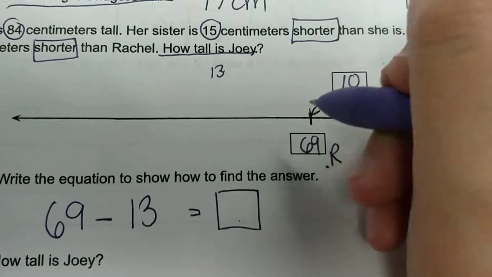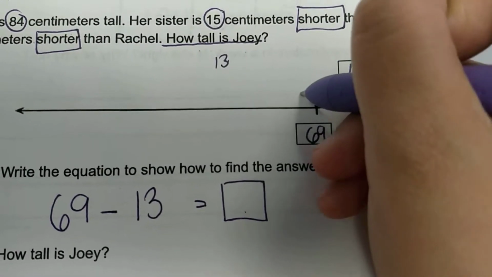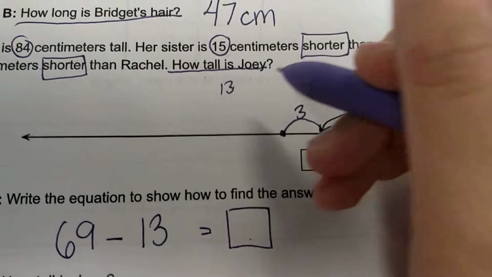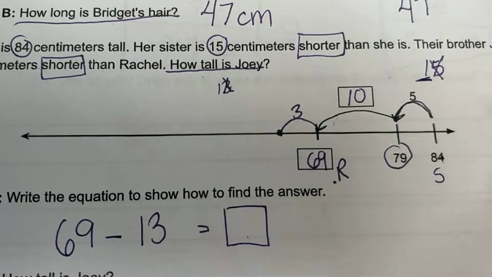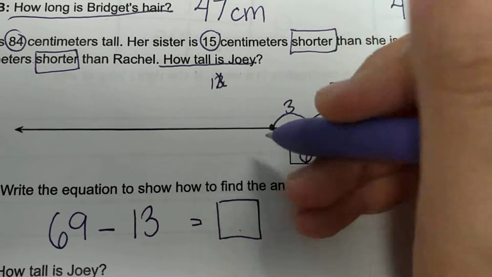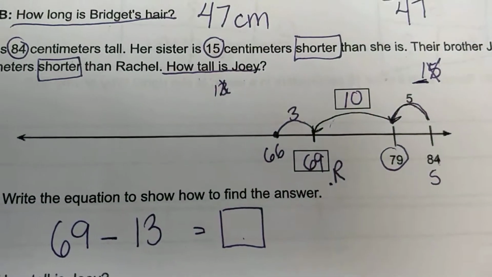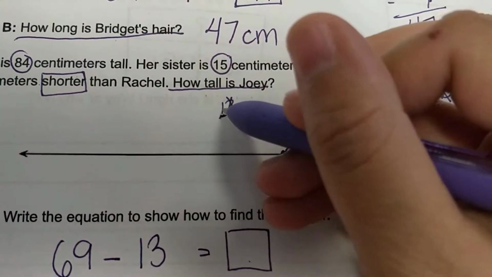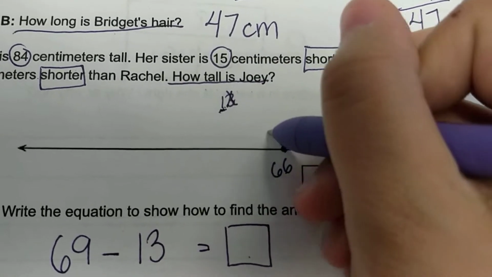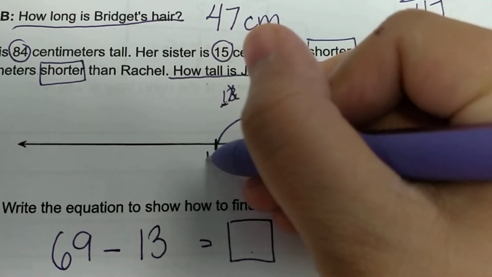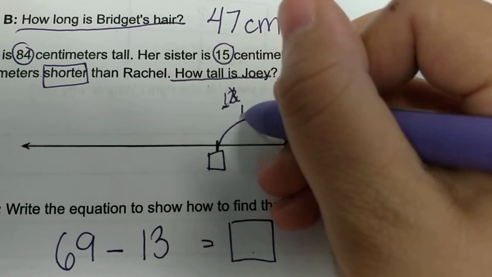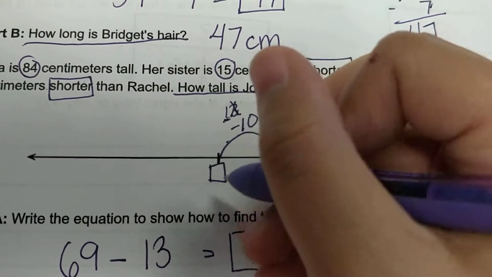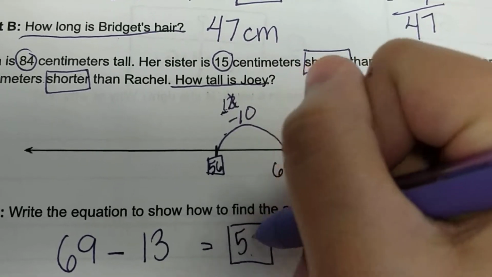Let's start with our 1s. Let's go back 3. So we could go like this. 3. So I use my 1s. 69, go back 3 is 66. Now I have to use my 10s in my 13. So I only have 1 ten, so I'm going to only do 1 jump of 10. This is my box right here. 66 minus 10 is 56.